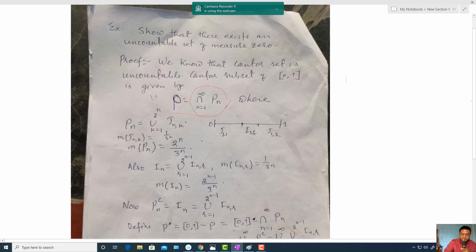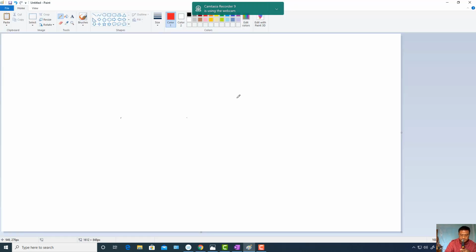First, let me open the pen window. There I want to draw something. So how do we construct the Cantor set? Let us talk about it briefly. First we consider this closed interval [0, 1], where this is 0 and this is 1. This we divide into 3 equal parts. Then each part has length 1 by 3. This is the middle third part.